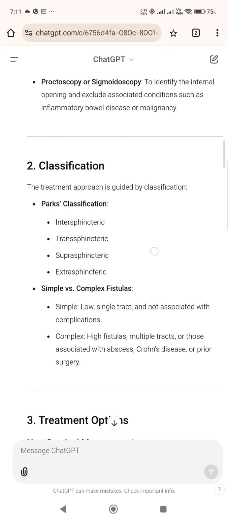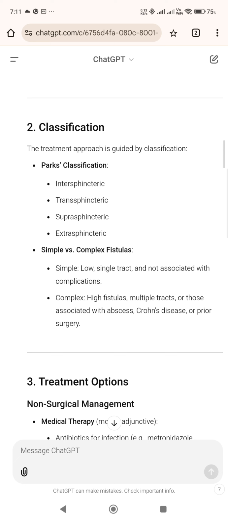2. Classification. The treatment approach is guided by classification. Park's classification: intersphincteric, transsphincteric, suprasphincteric, extrasphincteric. Simple versus complex fistulas. Simple: low, single tract, and not associated with complications. Complex: high fistulas, multiple tracts, or those associated with abscess, Crohn's disease, or prior surgery.